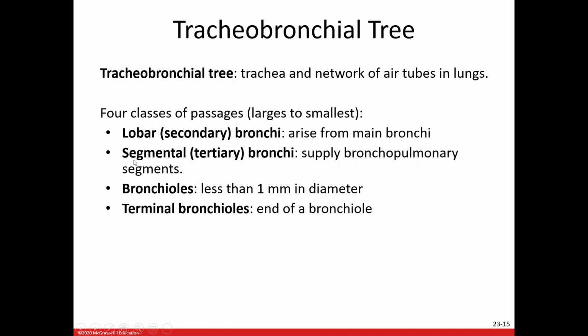Off of your lobar or secondary bronchi, you then have segmental bronchi that come off those. Your segmental bronchi then branch again and become bronchioles. Those bronchioles then branch again and become terminal bronchioles. So it's main bronchi, lobar bronchi, segmental bronchi, bronchioles, to terminal bronchioles.